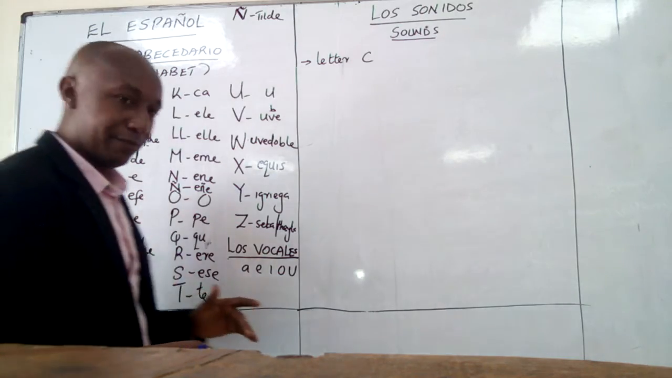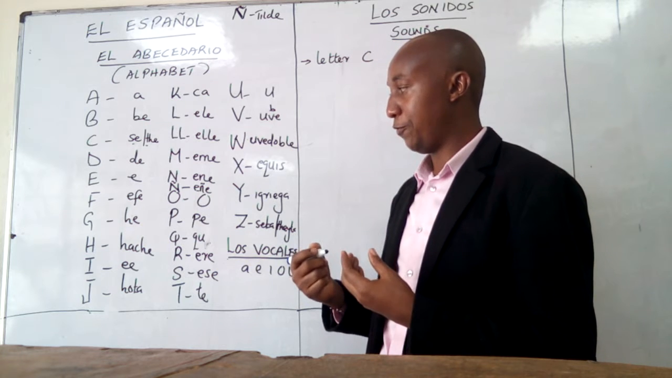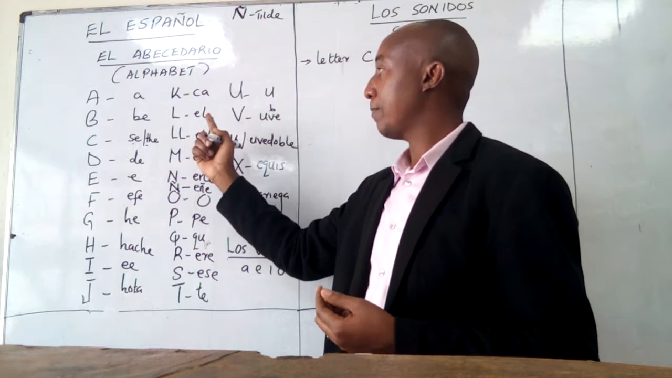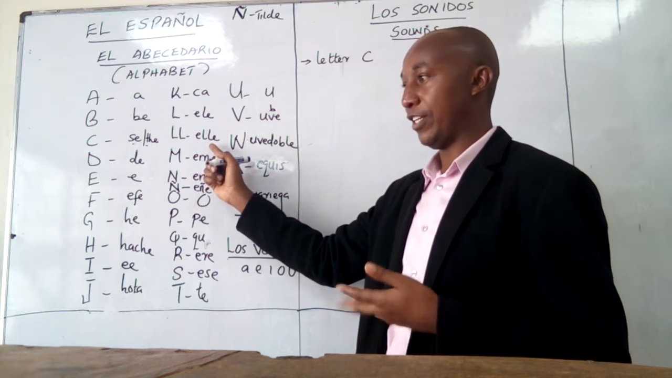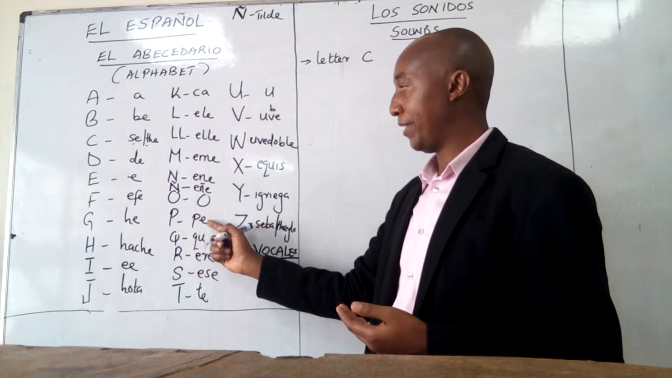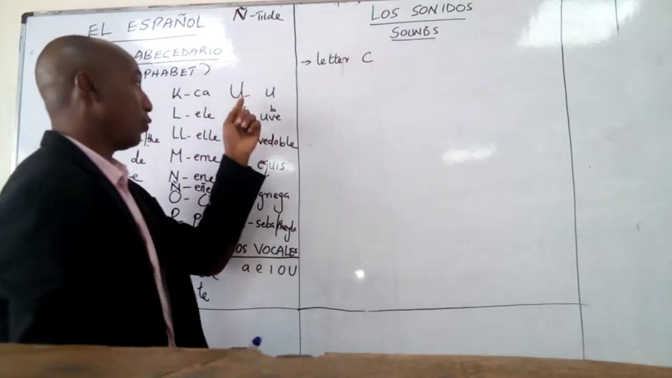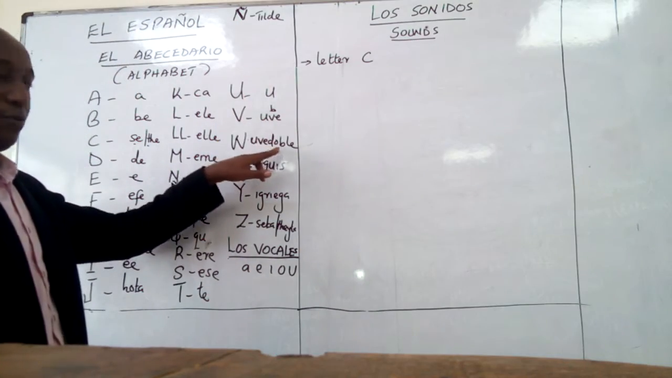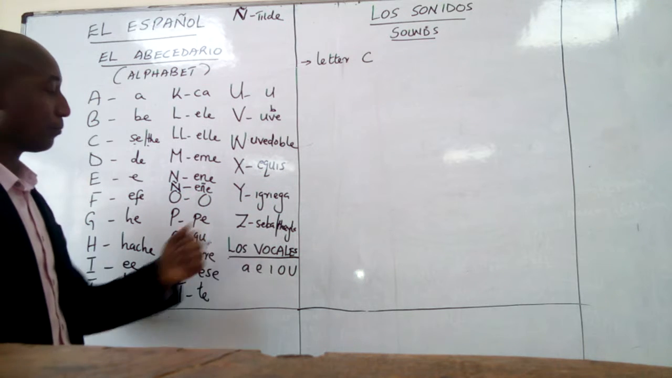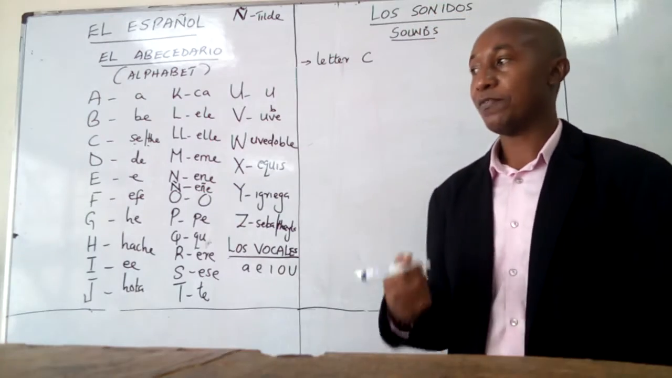So that is what we call the alphabet. We have A, B, C, D, E, F, G, H, I, J, K, L, double L, M, N, Ñ, O, P, Q, R, S, T. Don't forget U, V, double V, X, Y, Z.